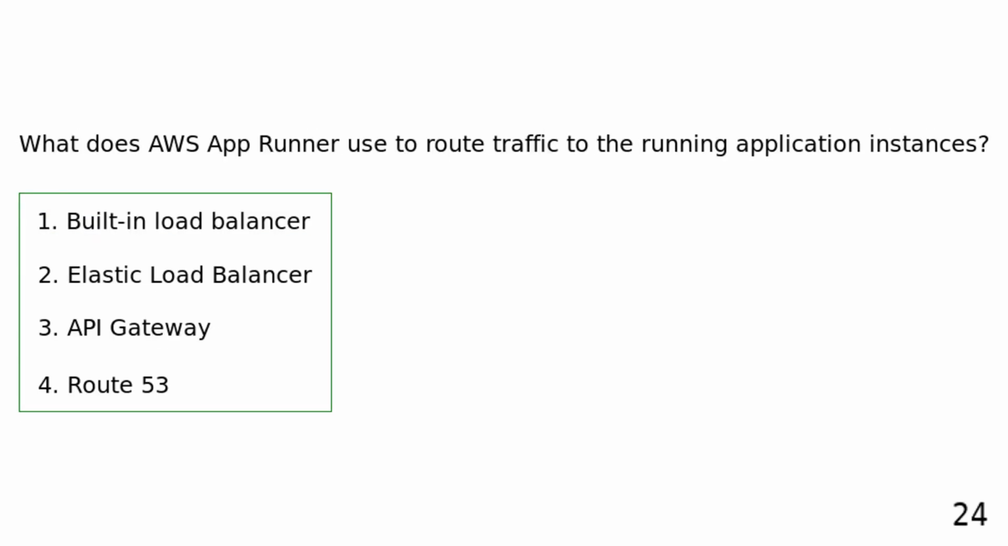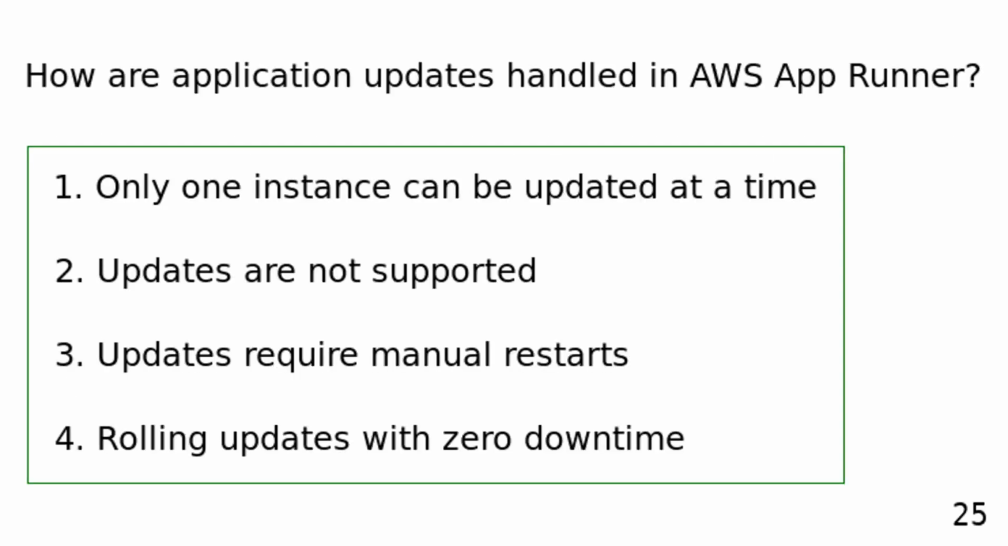What does AWS App Runner use to route traffic to the running application instances? Built-in load balancer. Elastic load balancer. API gateway. Route 53. AWS App Runner uses a built-in load balancer to route incoming traffic to the running application instances, ensuring even distribution of requests.